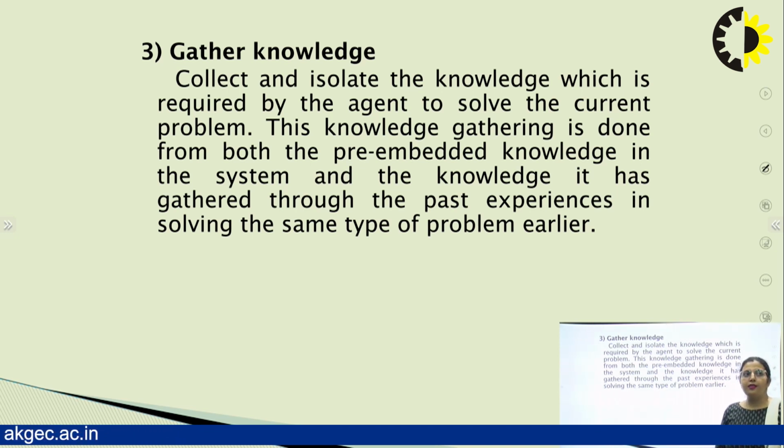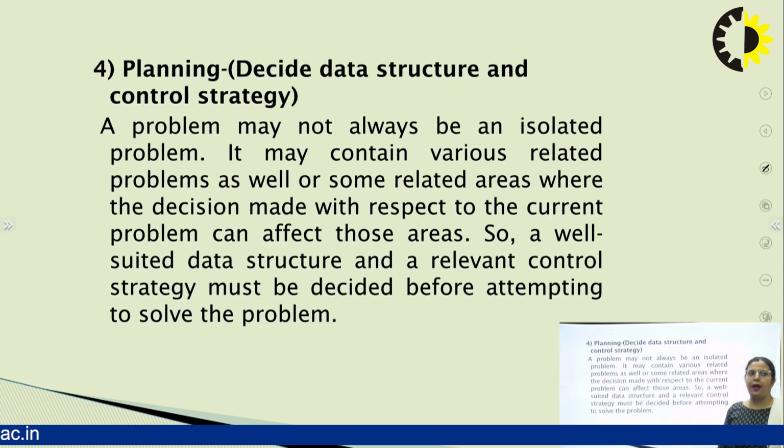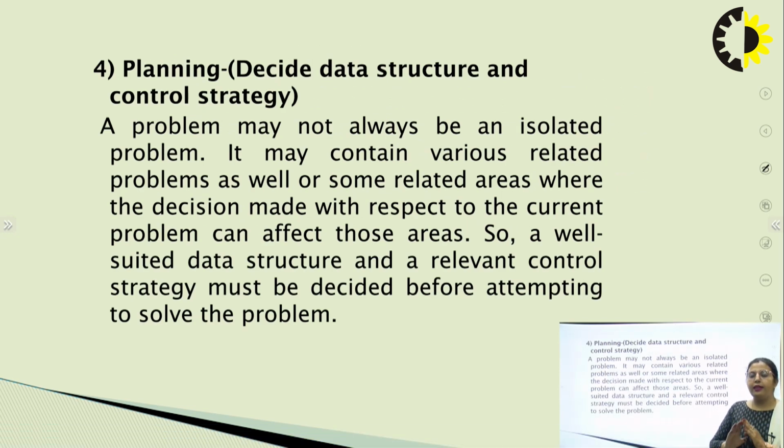So these are the 3 steps. Another step is planning. Now we have to plan the data structure that needs to be used, or we have to plan the strategy to be taken to solve that particular problem. A problem may not always be an isolated problem. It has various related problems as well. So we need to know about the related areas from where the decision made is needed to reach the current area. A well-suited data structure and a relevant control strategy must be decided before attempting to solve the problem.